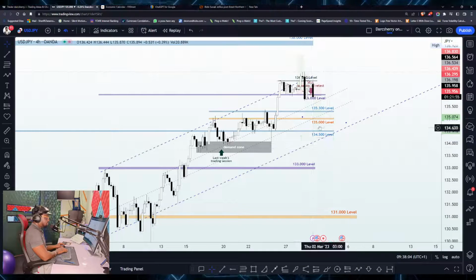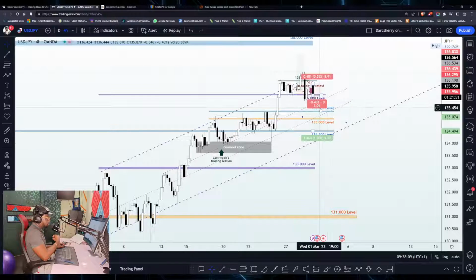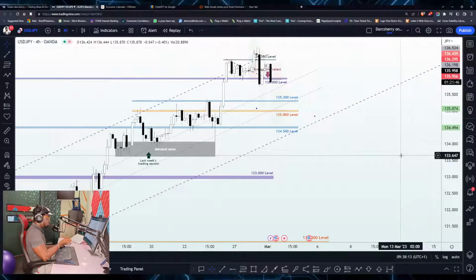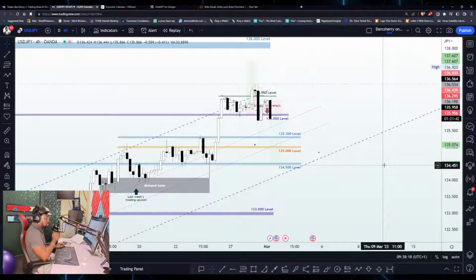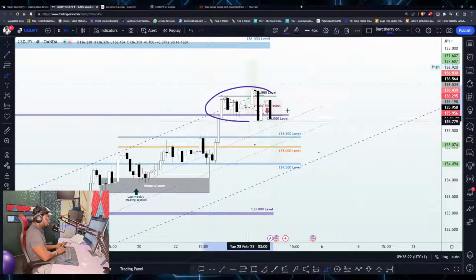So you can put your maximum TP target at the 134.500 level, and as soon as price breaks down this kind of structures here that I have highlighted, you want to be moving your stop loss accordingly to secure your current position. So at this point in time, it's more bearish for us for the USDJPY for today.